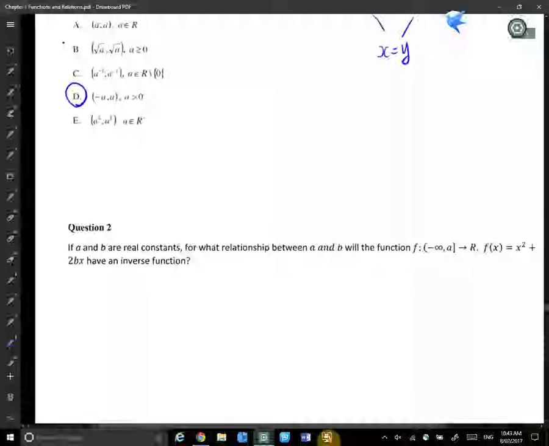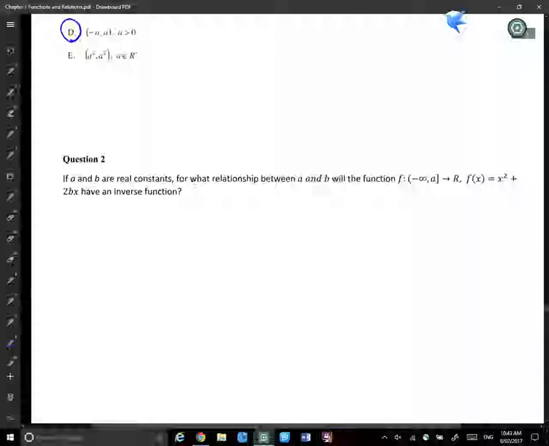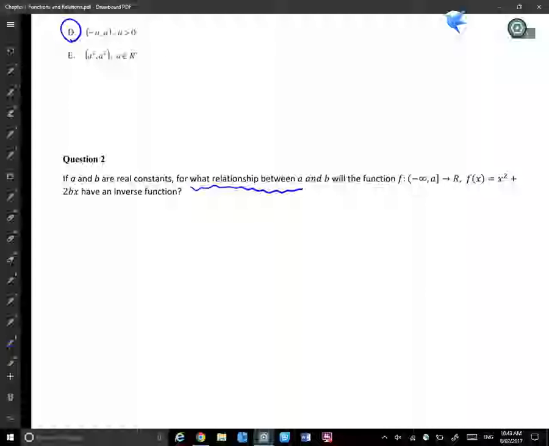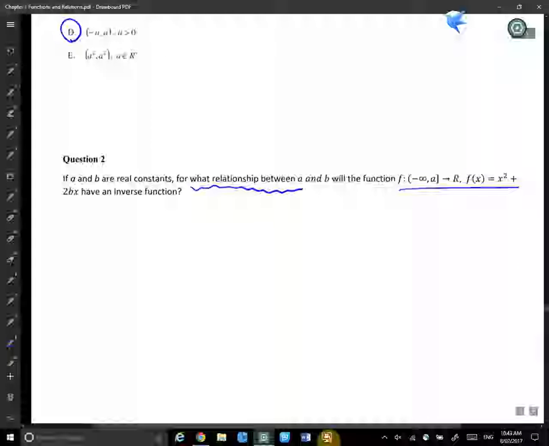And I want to talk about number 2. If a and b are real constants, for what relationship between a and b will the function, okay, we have a function like that, have an inverse function? To have an inverse function, f(x) must be a one-to-one function.